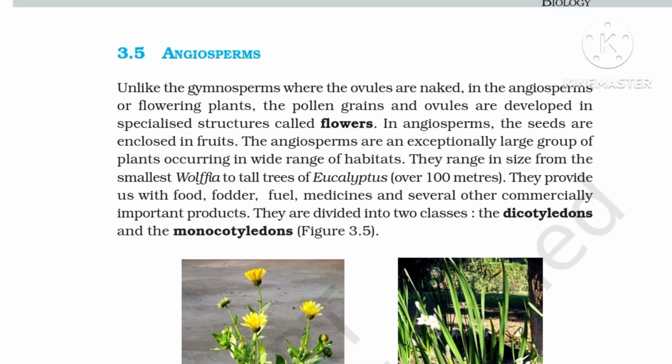The seeds are naked. Unlike the gymnosperms, where the ovules are naked, in the angiosperms or flowering plants, the pollen grain and ovules are developed in the specialized structure called flowers. In angiosperms, the seeds are enclosed in fruits.